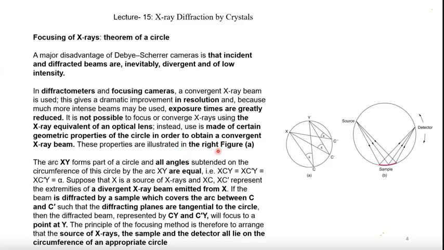This has been shown here, this circle. The arc XY, with X and Y being part of the circle. If you take an arc of a circle, then all angles subtended from this arc must be equal. That means the angles XCY, XC'Y, and XC''Y are all the same.